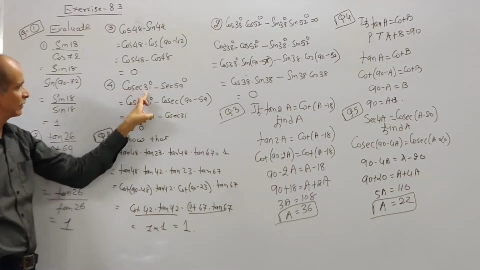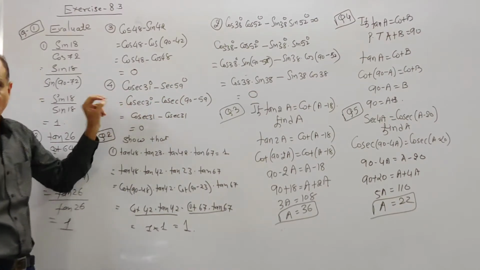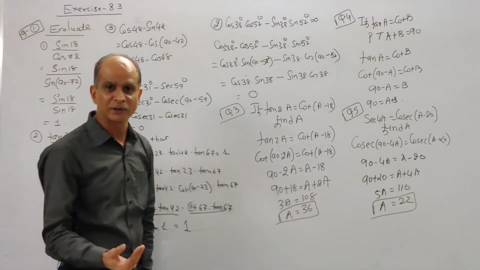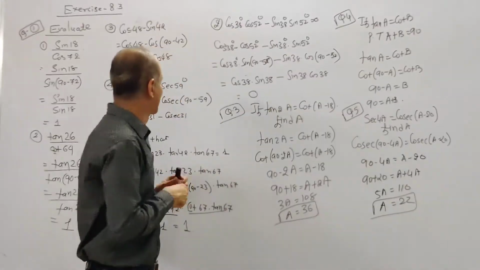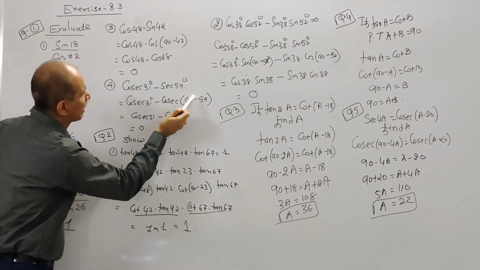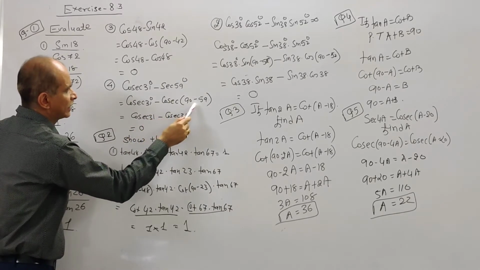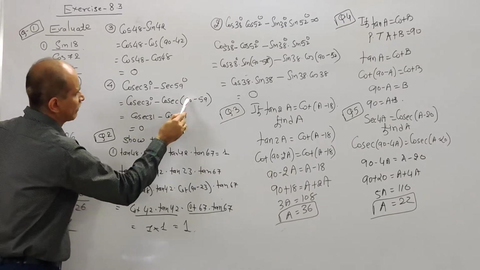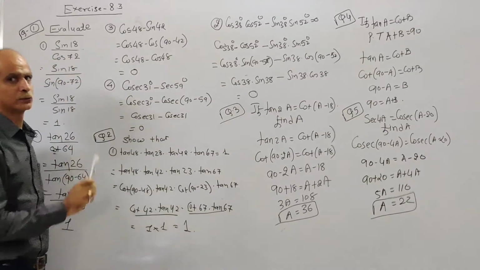Similarly, cosec 31 minus sec 59. Cosec 31 as it is. Now convert sec theta into cosec theta. You know the formula: sec theta is equal to cosec 90 minus theta. So cosec 31 minus cosec 90 minus 59. Cosec 31 minus cosec 90 minus 59, again it is 31. So cosec 31 minus cosec 31 is equal to 0.